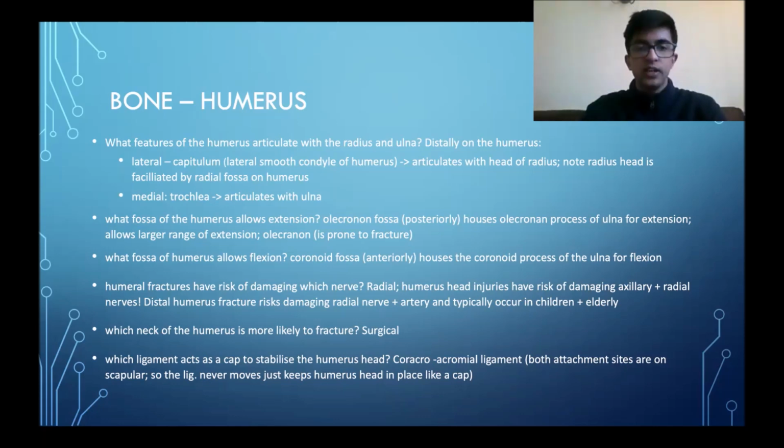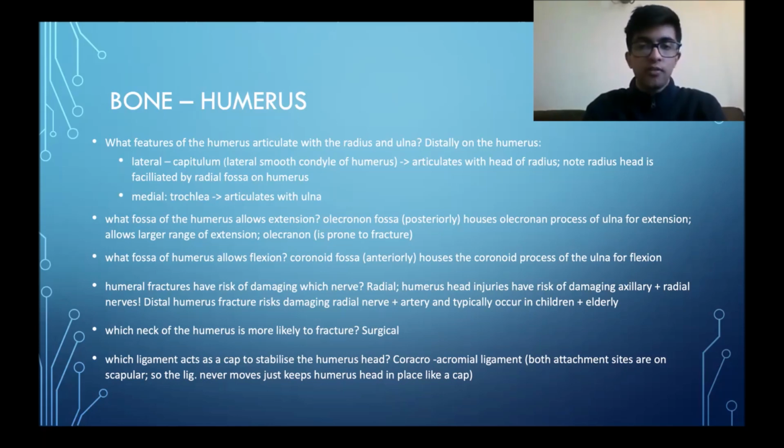You have a fossa in the humerus that allows you to do flexion, but you also have a fossa in the humerus that allows you to do full extension. And these fossas, which are like gaps, like little dips, are really important to allow you to do full extension and full flexion.